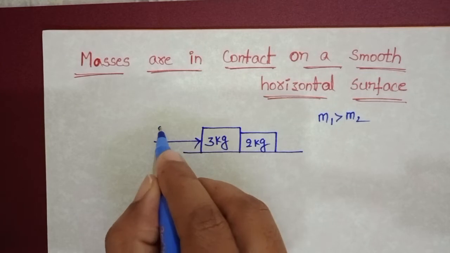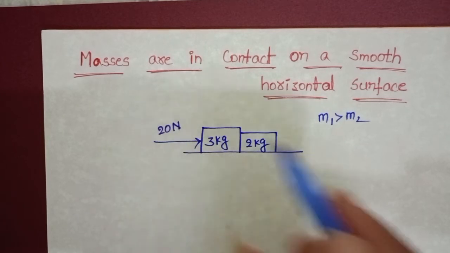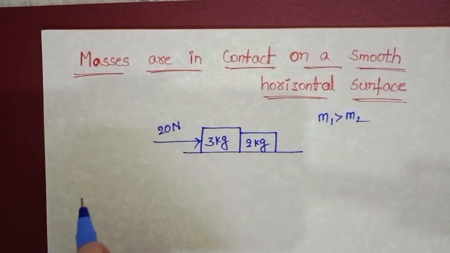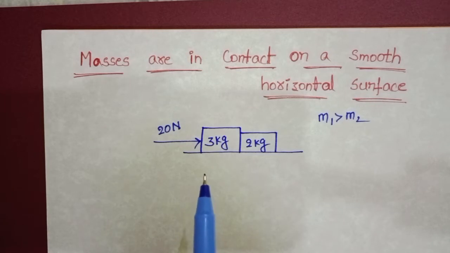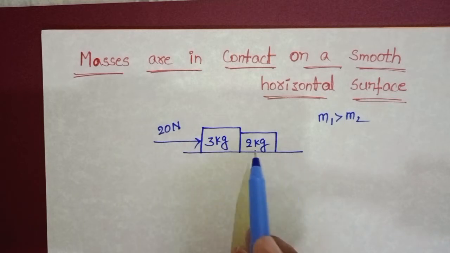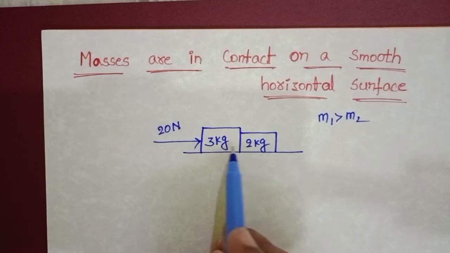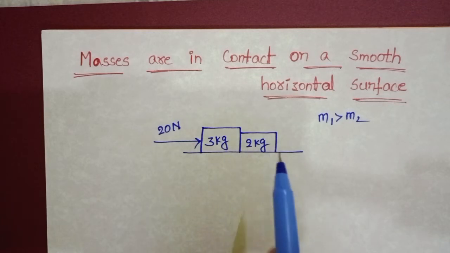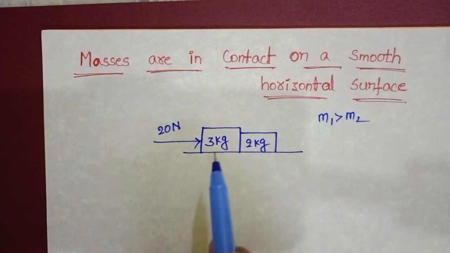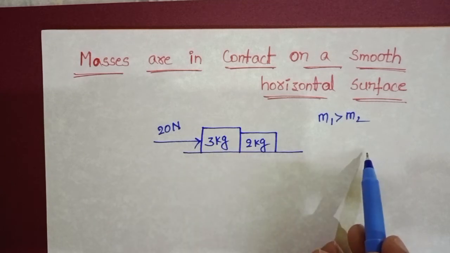20 newtons of force is applied on the 3 kg mass. Here we applied force only on the 3 kg mass. We are not directly providing any force to the 2 kg mass. But these two masses are in contact. So because of that contact force, this 3 kg pushes the 2 kg in the forward direction.